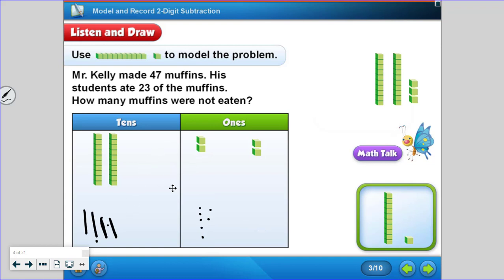Okay, so we got 47, and then we're going to take away the 23. So circle these guys, cross them out, and then 23, cross those out. And so now we have the same thing that we showed with our base 10 blocks. Alright, so let's go to the model and draw.